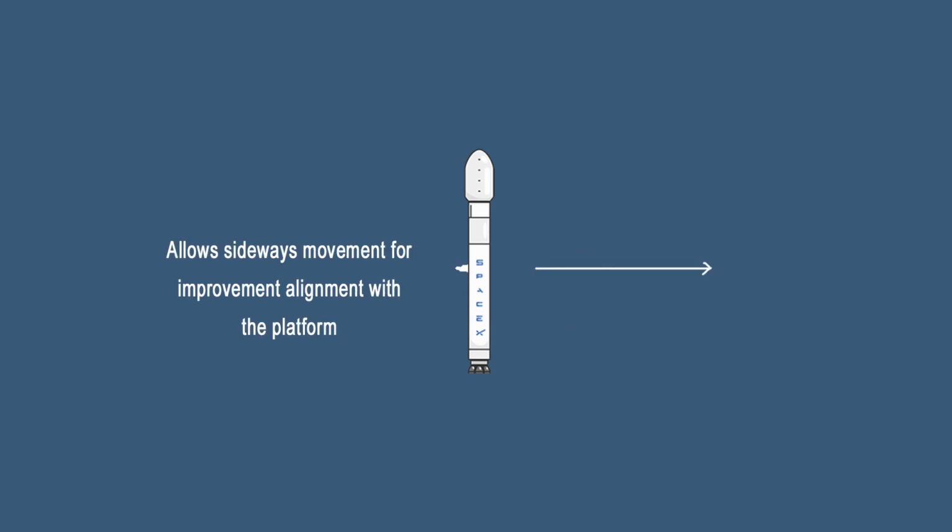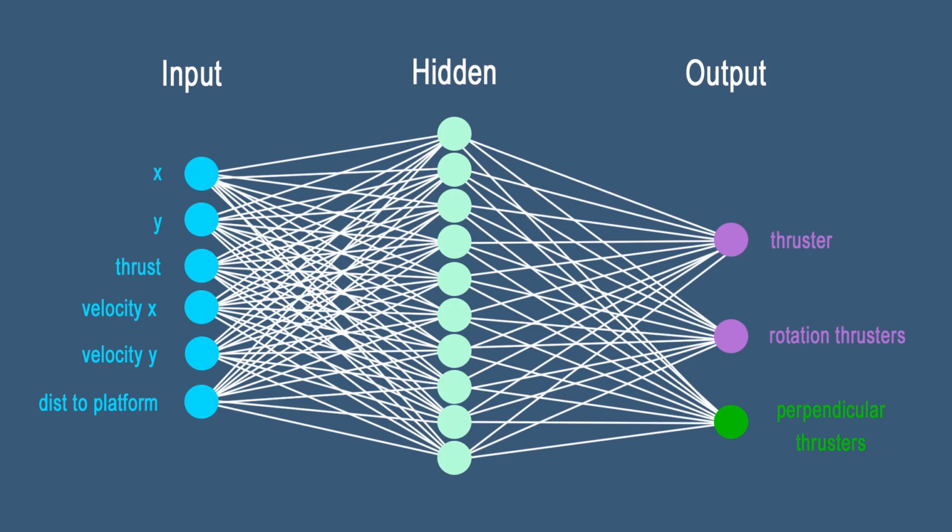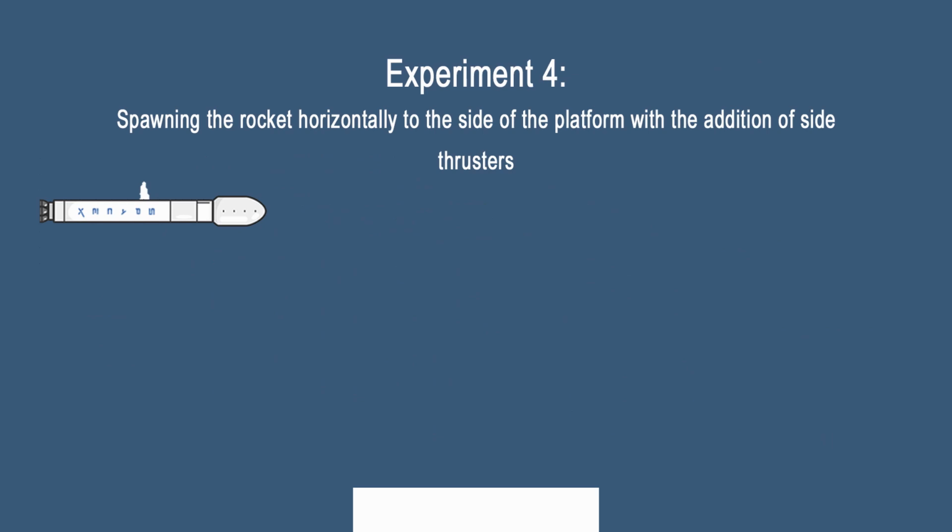I want to add some more thrusters that will be placed in the middle of the rocket to allow for perpendicular movement, which should mean aligning with the platform should be a little bit easier. So a third output will be added to the neural networks to control this. Using our new thrusters, let's repeat the same experiment and see if it can land quicker.